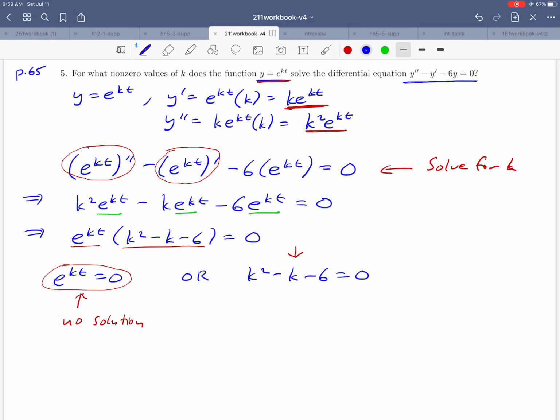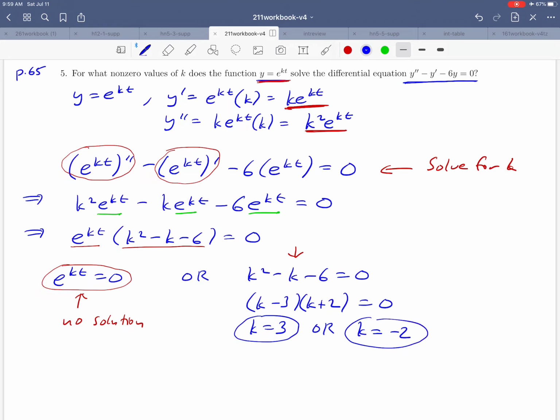You might notice that we can factor k squared minus k minus 6. That factors as, let's see, k minus 3, k plus 2, I believe. And now we can see the two possibilities: either k equals 3 or k equals negative 2. Those are our two solutions, and that answers the question. We know that y equals e to the kt is going to be a solution for exactly those two values of k.